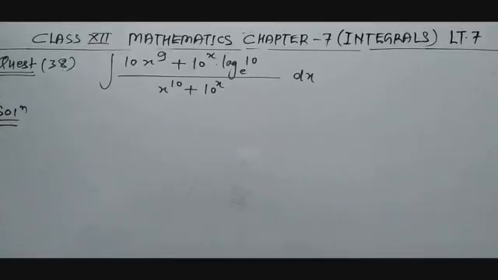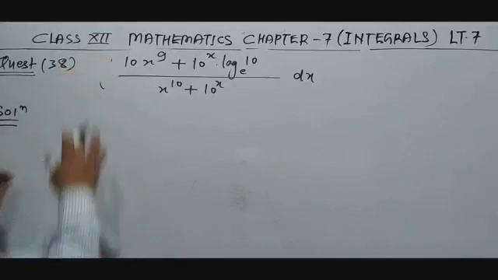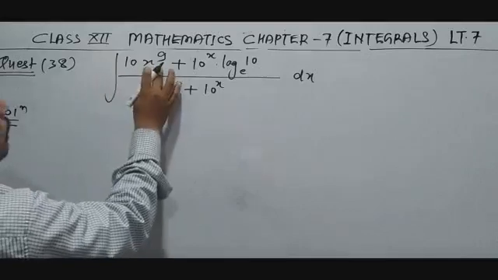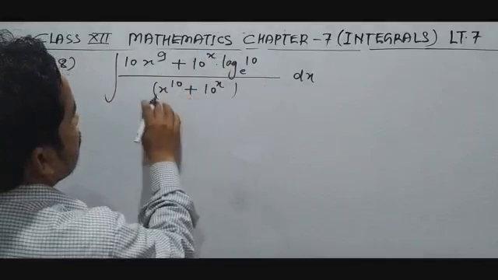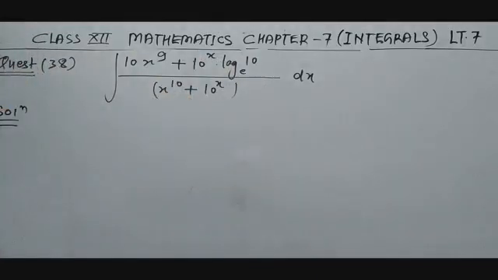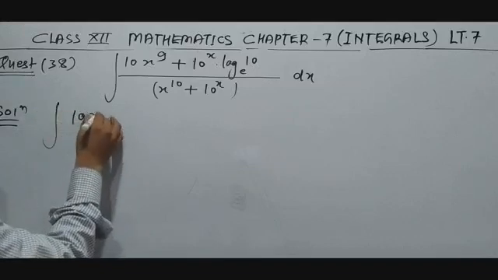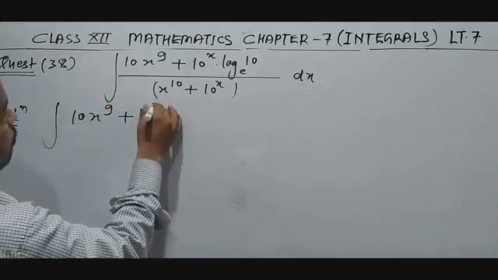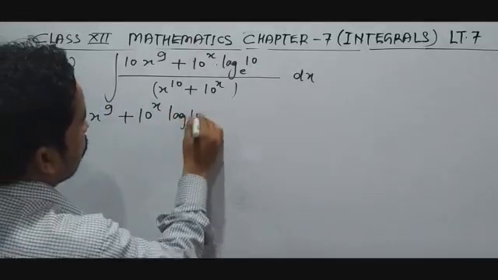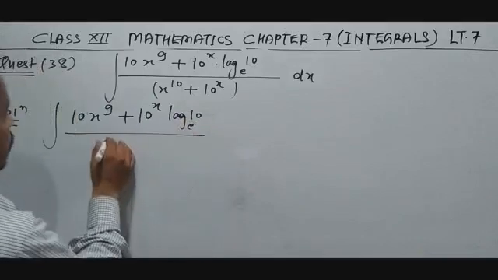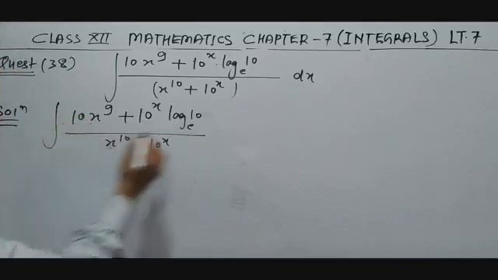Now we have question number 38. Question number 38 is the integration of (10 times x to the power 9 plus 10 to the power x times log of 10 base e) whole upon (x to the power 10 plus 10 to the power x). So first of all, write the integration: 10 times x to the power 9 plus 10 to the power x times log of 10 base e, whole upon x to the power 10 plus 10 to the power x, dx.